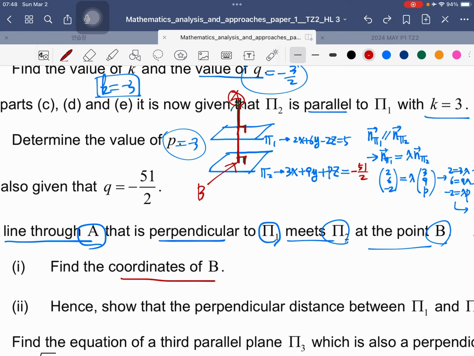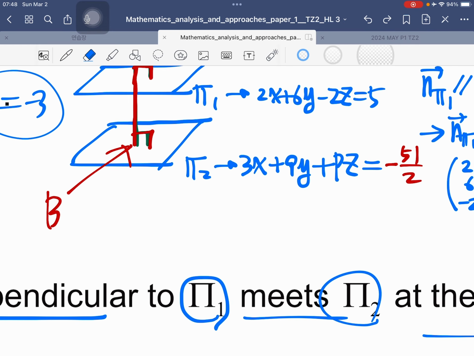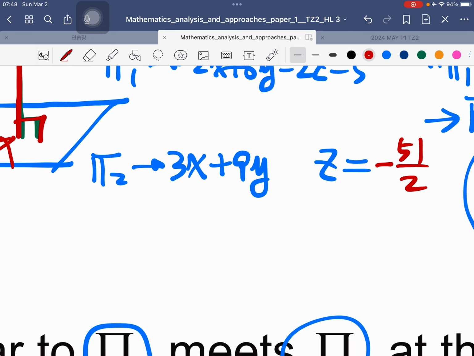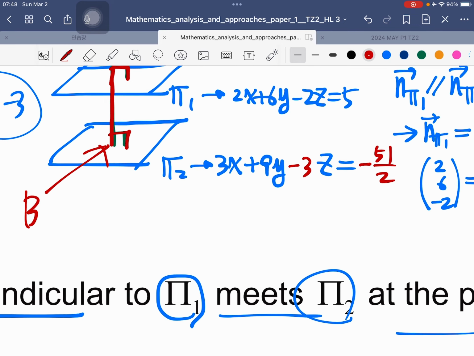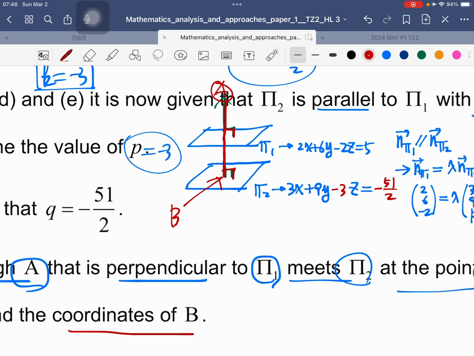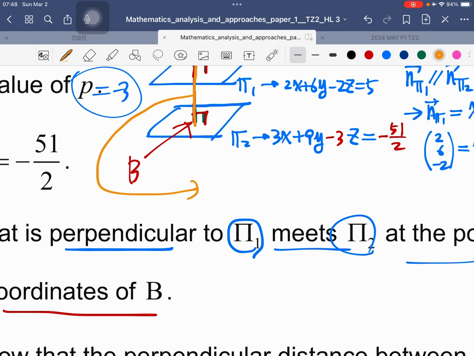From this question, p is already -3, so the pi 2 equation is already given. We know the point A, so we can get the line equation of this line, which is perpendicular to those two planes. This line equation can be expressed as a vector.